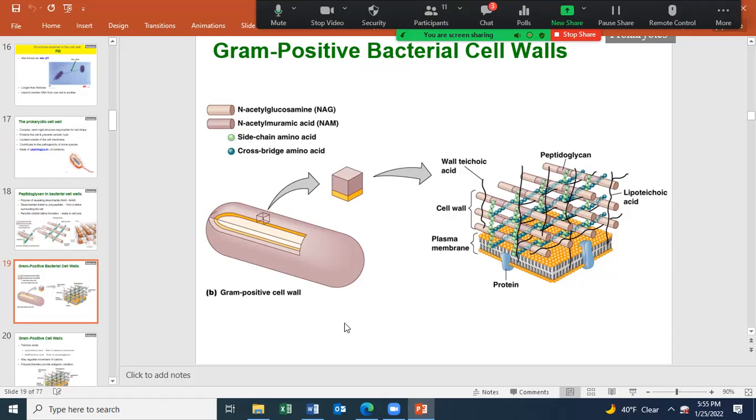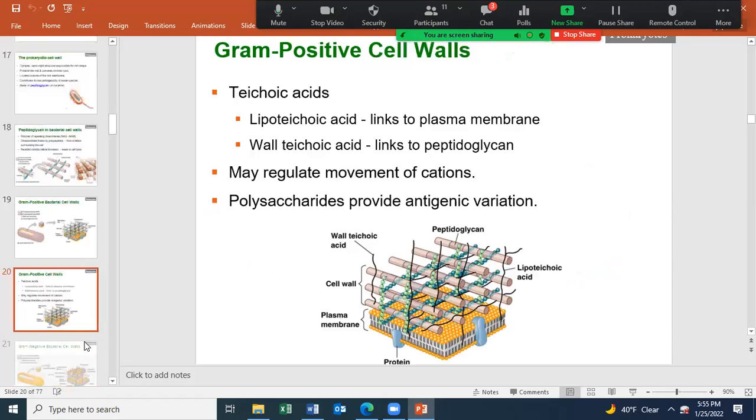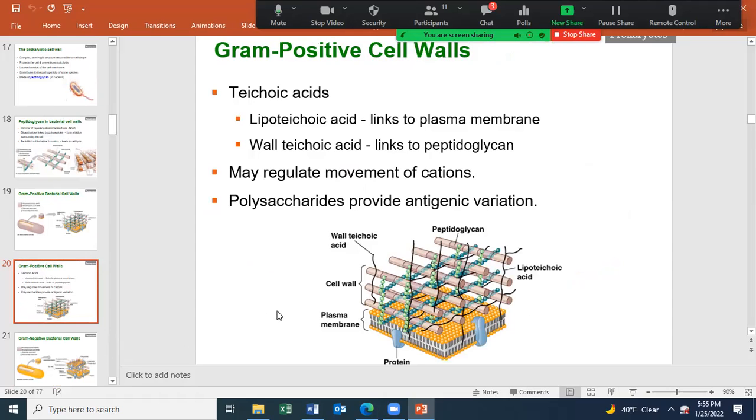Any question about any of that? In the cell wall, I mean. All right, I've already talked about that.